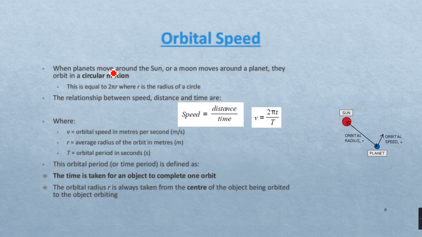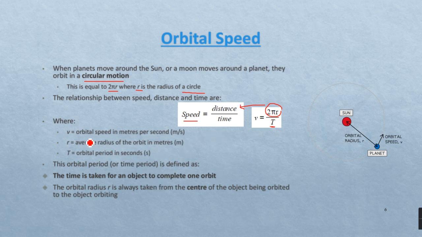Now let's talk about how to find the orbital speed. We said that most orbits happen in elliptical motion, but we're going to simplify it to circular motion in this unit. For that, we need to calculate the circumference of the circle, and for that we need to find the radius and use the circumference rule, which is 2πr. Then we can use the same formula, speed equals distance over time, substitute our distance using the circumference formula, and divide everything by the orbital period.